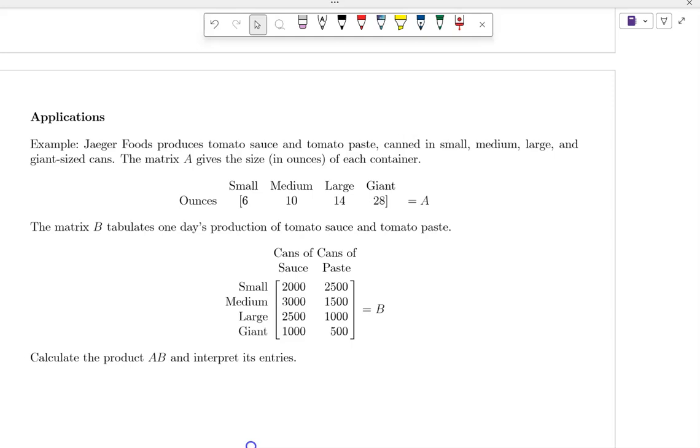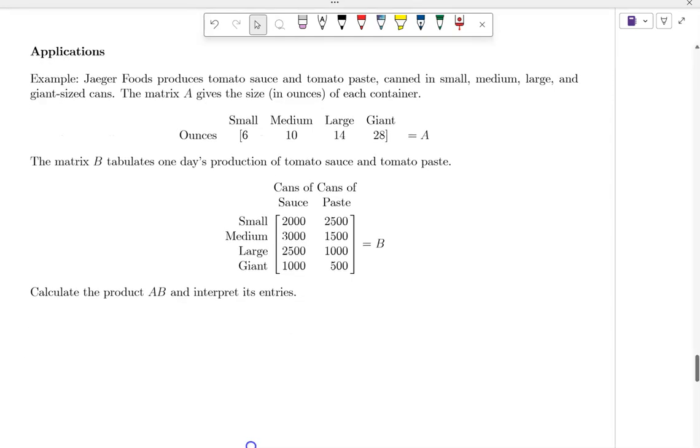When we do AB, what size matrix did you end up with? A 1 by 2, right? A has 1 row, B has 2 columns, so you need to end up with a 1 by 2 when you're done. I'll write it a little more expanded so that we can see the arithmetic. What's going to be your first entry, expanded out? 6 times 2,000, plus 10 times 3,000, plus 14 times 2,500, plus 28 times 1,000. Good.